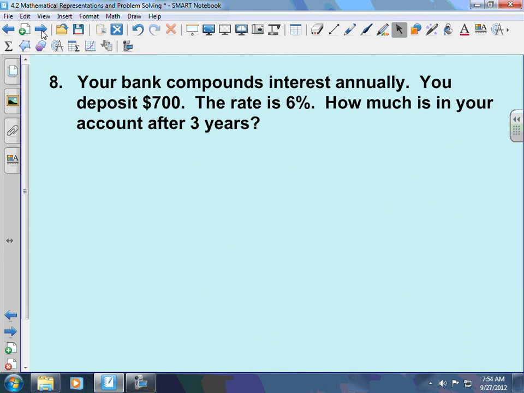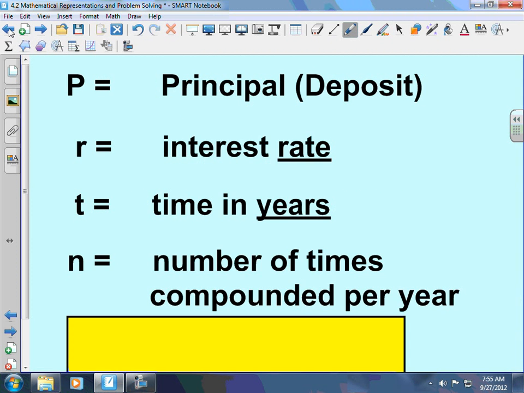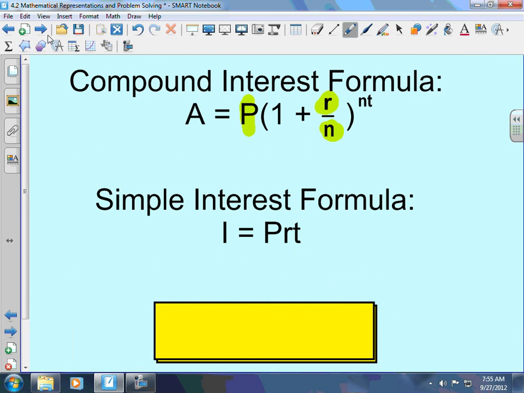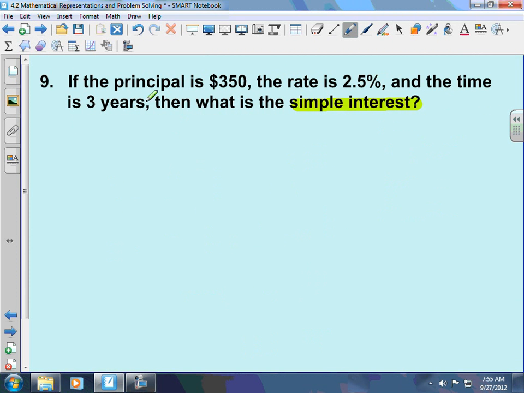This is another compound interest problem. I'm going to leave you to do that on your own. This is a simple interest problem. Simple interest, okay? So this formula is the simple interest formula. I equals PRT. This is much simpler.